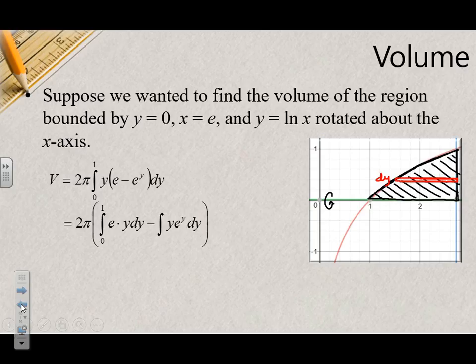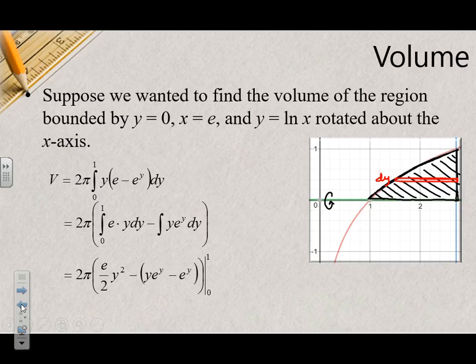So, if we're doing this, my first term is just a straightforward integration. I had e times y. If I integrate that, that's e over 2 times y squared. So there's nothing to do there as far as special property is concerned.